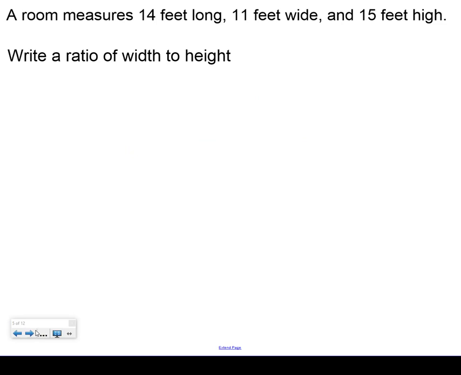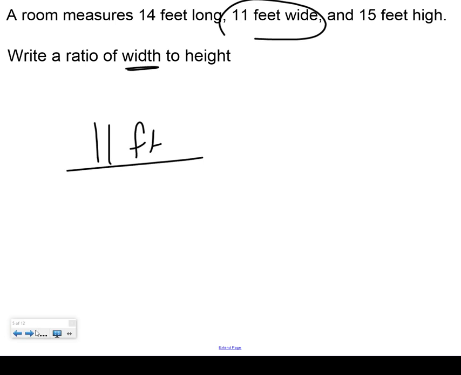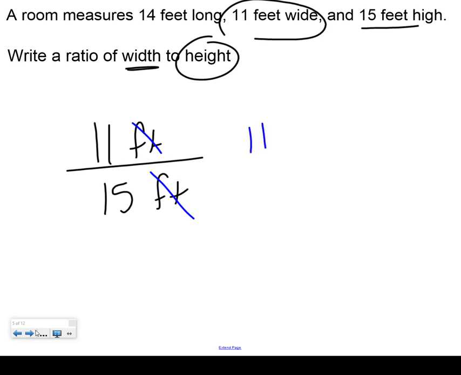All right, the next one says width to height. So here's our width, came first. So our width of 11 feet goes on top over our height that came second, and our height is 15 feet. Here again, we have matching labels, right? They're both feet, so I mark those out, and I have 11 over 15. Once again, if I could simplify this 11 over 15, I would, but remember, it never becomes a mixed number when the numerator is smaller or bigger. So this is 11 to 15, final answer.